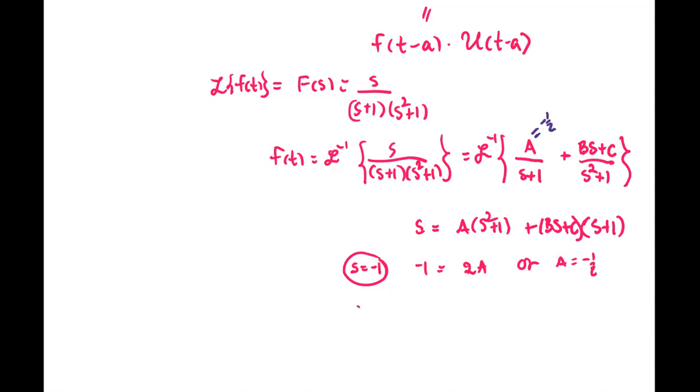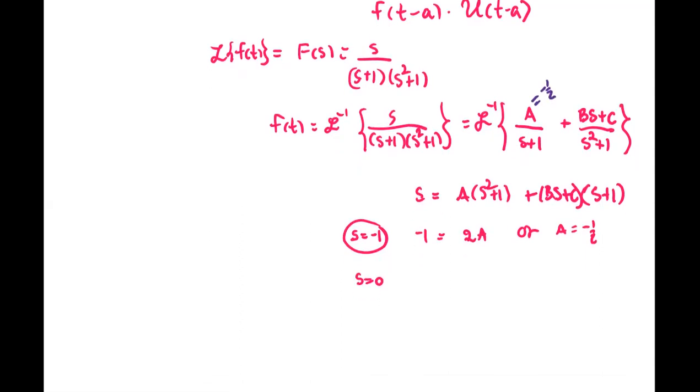Next, pick another number. Pick any number that is easier to compute. In this case, I pick s equals 0. If s equals 0, we're going to replace all s with a 0. The left-hand side becomes 0. The right-hand side, the first term is a, and the second term becomes c. Since a is negative 1/2, we have c equals negative a, then c equals positive 1/2.